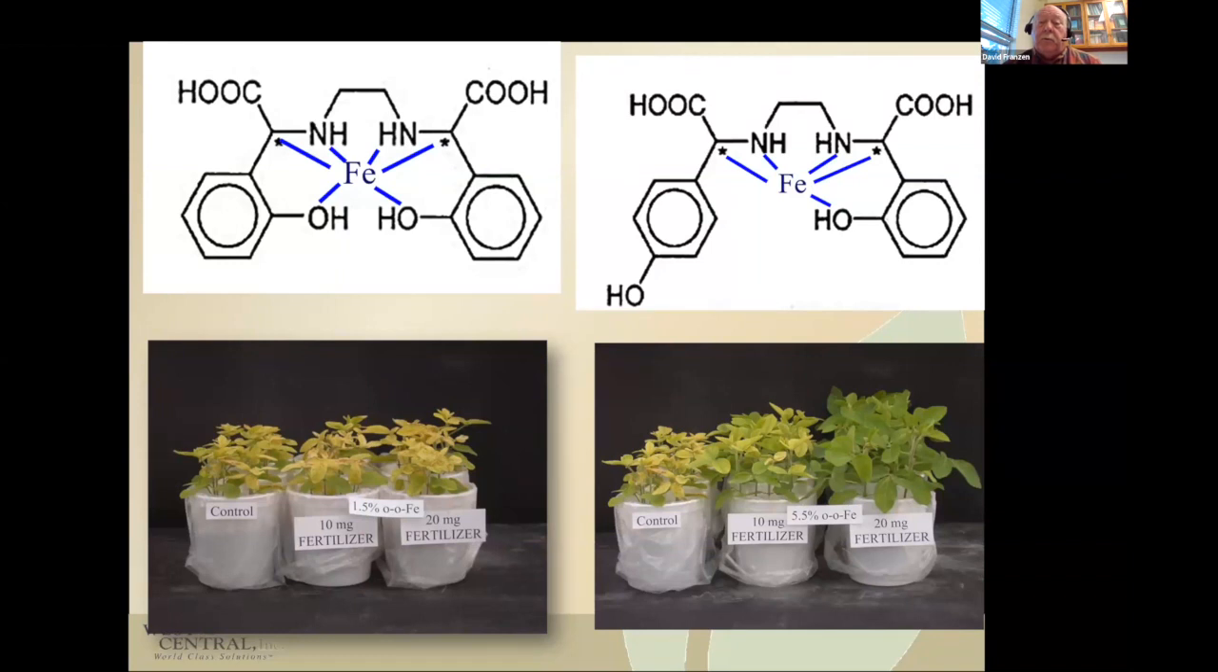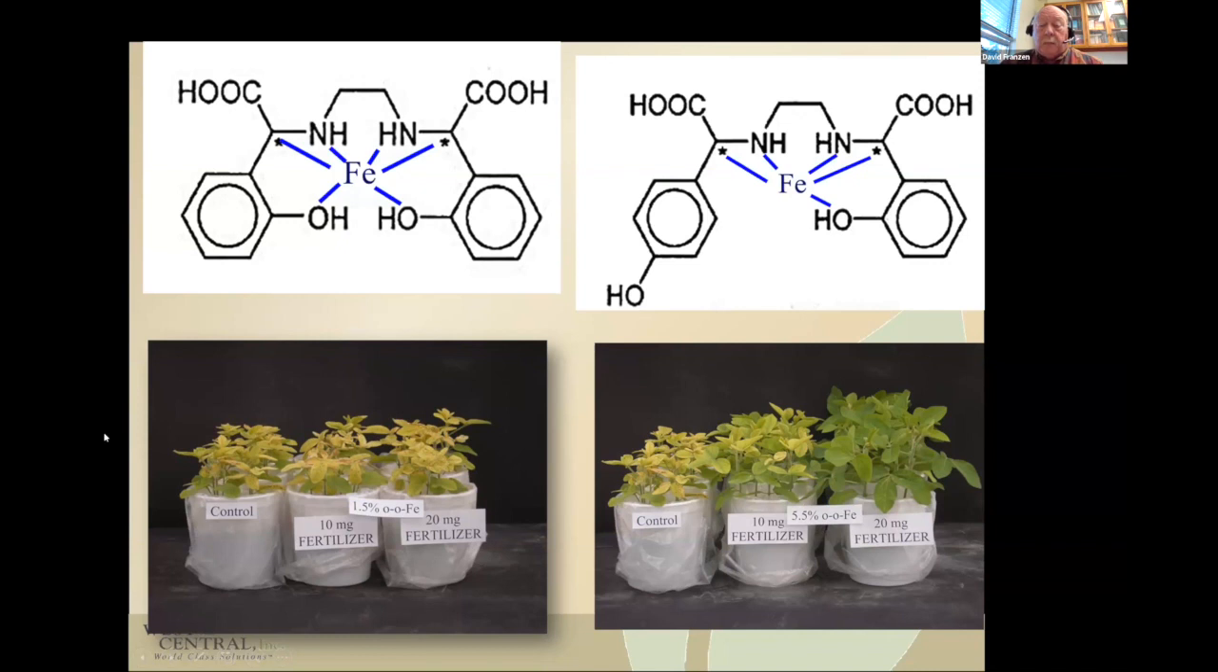Whereas the ortho, because it has 1, 2, 3, 4, 5, 6 points that hold the iron, it has enough power that once it dumps the iron off at the plant root, it can go back into the soil solution, pick up some more iron, and so its use is a lot better. Its performance is a lot better.